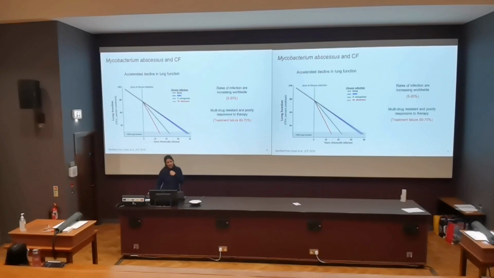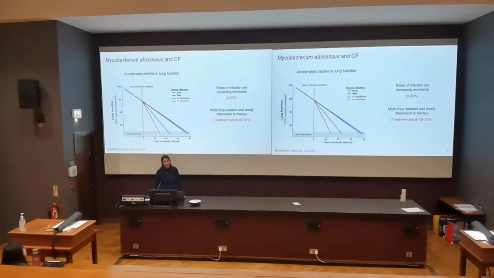And if you have CF and you're infected with Mycobacterium abscessus, you're likely to have a more severe decline in lung function than if you were infected with some of the other common pathogens for cystic fibrosis. These infections are becoming worrying because rates of infection are increasing worldwide, and it's very, very difficult to treat. Many of the drugs that we would treat TB with, Mycobacterium abscessus is already resistant to. So there are very, very few treatment options, and Mycobacterium abscessus can actually evolve over the course of an infection to become resistant to these drugs.